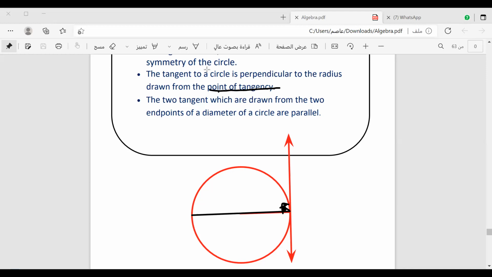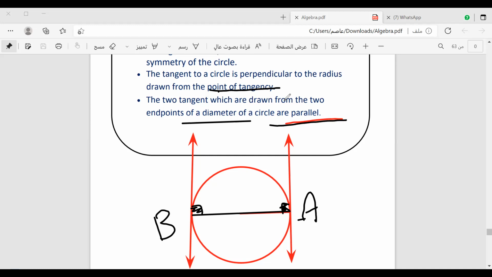The next one says the two tangents which are drawn from the two endpoints of a diameter are parallel. So if AB is a diameter and we draw two tangents, one tangent at A and another tangent at B, they will be parallel. Why will they be parallel? Because one is perpendicular at A and the other is perpendicular at B. Two perpendicular lines to one line segment are parallel. So the two tangents drawn from the endpoints of the diameter are parallel, متوازيين.